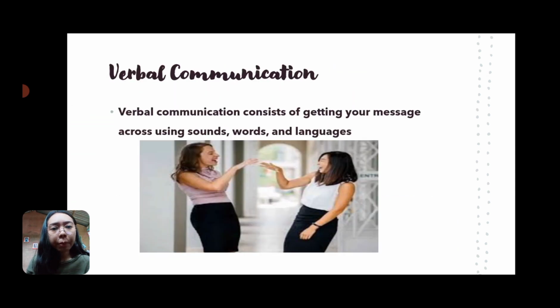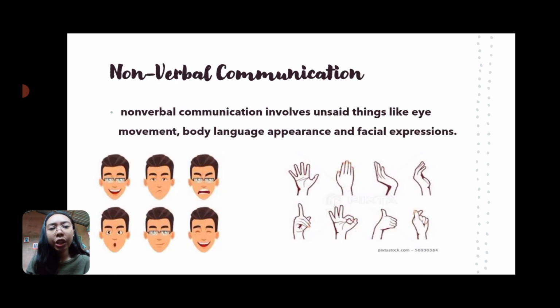Verbal communication consists of getting your message across using sound, words, or language. Non-verbal communication involves unsaid things like eye movement, body language, appearance, and facial expression. So you should also consider your facial expression and body and hand gestures in performing the oral presentation.